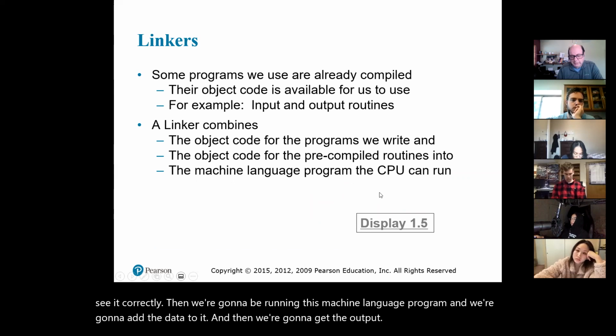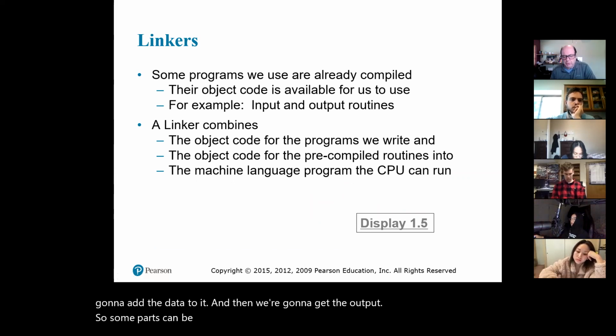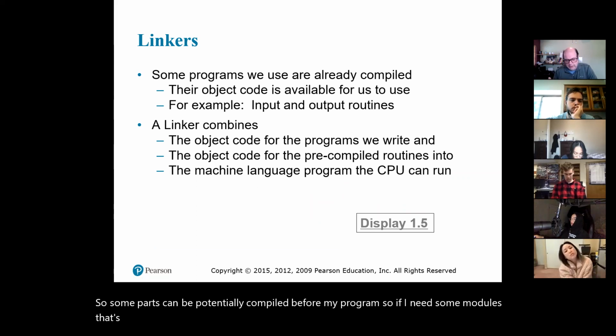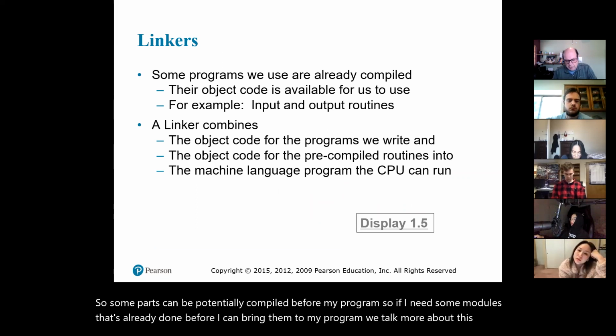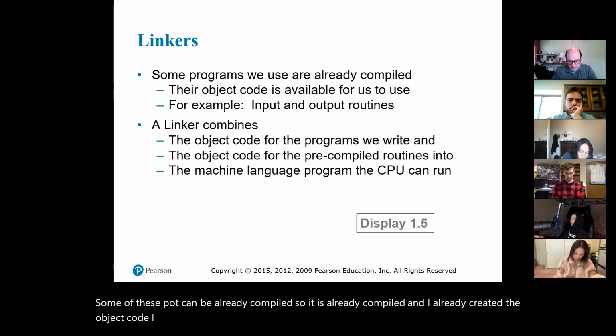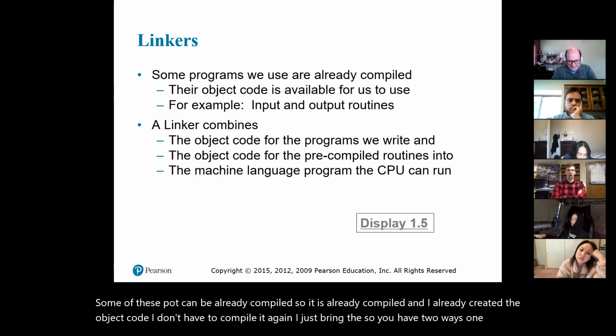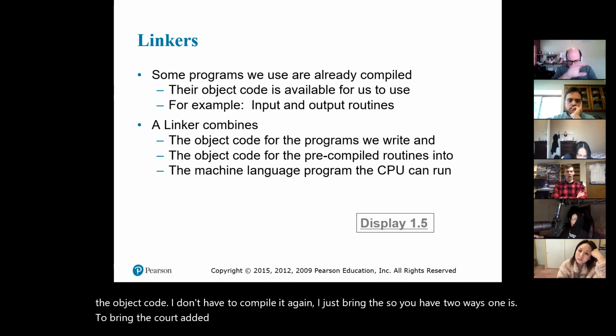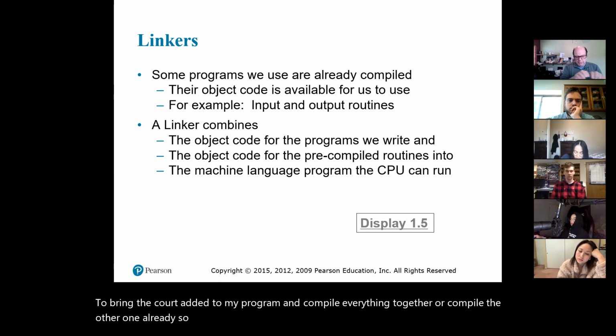Some parts can potentially be compiled before my program. If I need some modules that are already done before, I can bring them to my program. We'll talk more about this later. If it's already compiled and I already created the object code, I don't have to compile it again. So I have two ways. One is to bring the code, add it to my program and compile everything together, or use the one that is compiled already. Then when I add it to my compiled code, we can move forward.